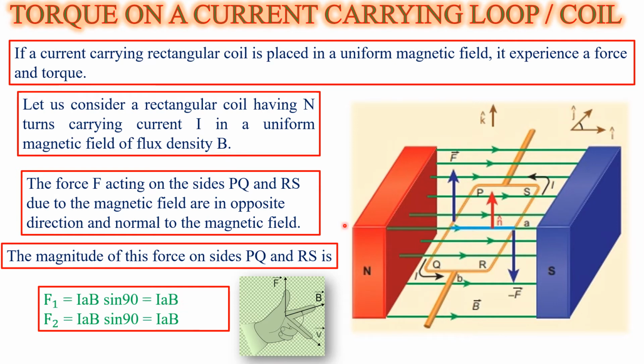And similarly for F2 we can calculate F2 equals to IAB sine 90 degree when the length of the side and the magnetic field density B are perpendicular to each other. So we get maximum force IAB.